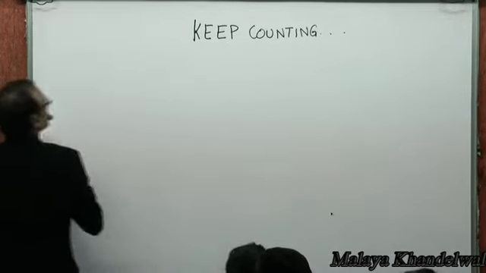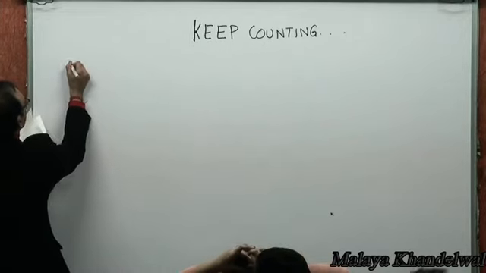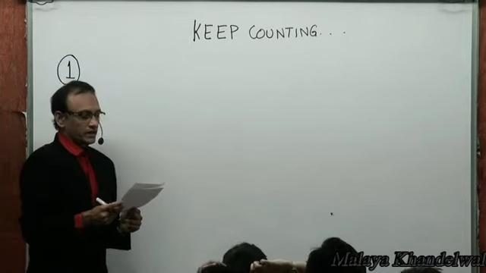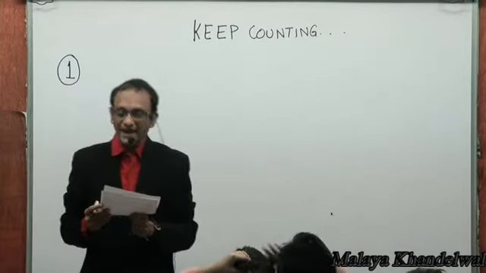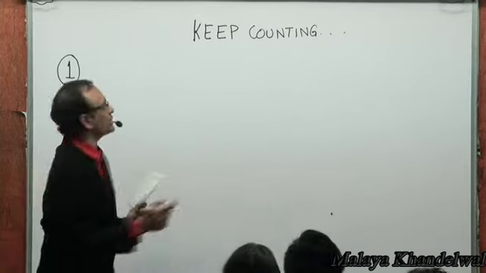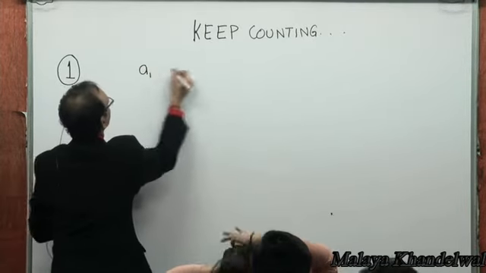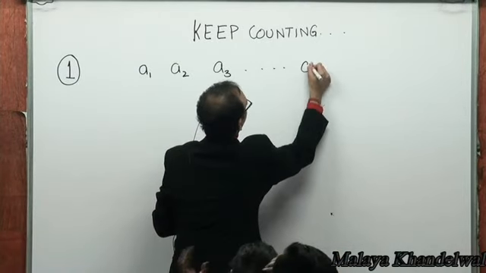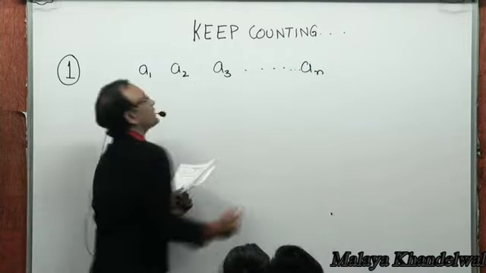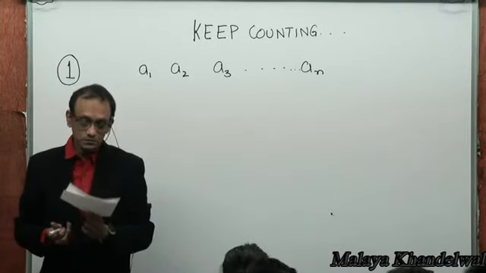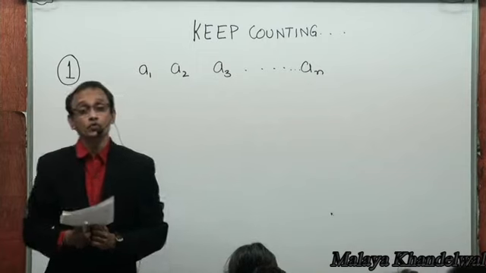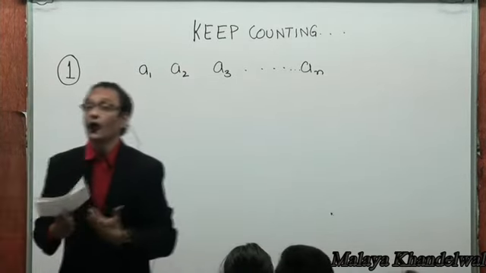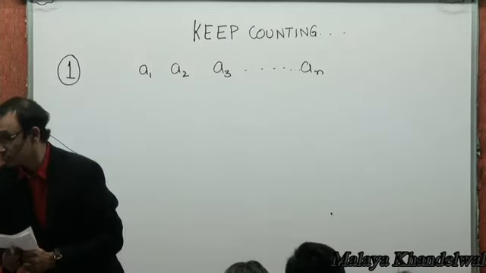Now, the first problem of the sheet is about n-digit natural numbers. A1, A2, A3, An. These are n-digit natural numbers, and we want no two consecutive digits to be the same. How many such natural numbers exist?